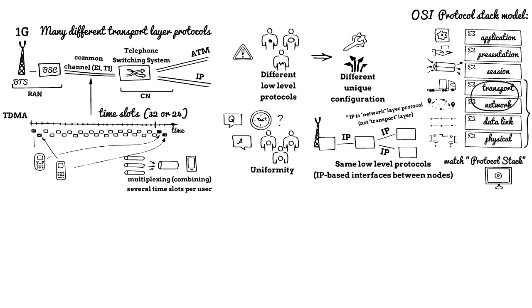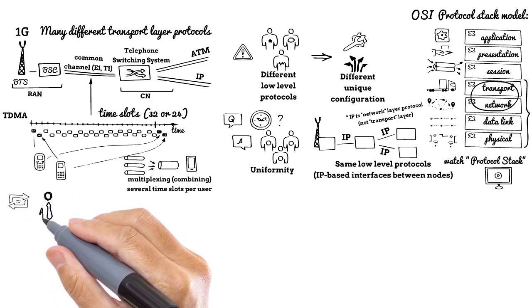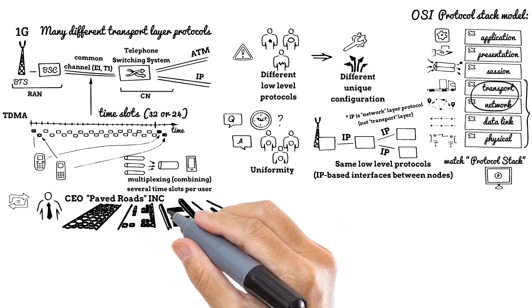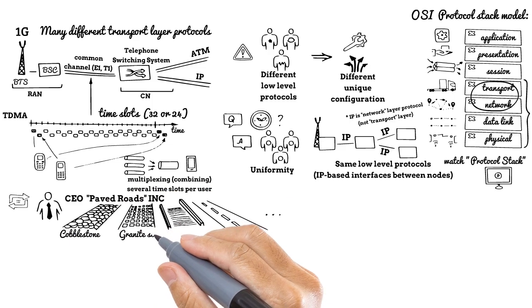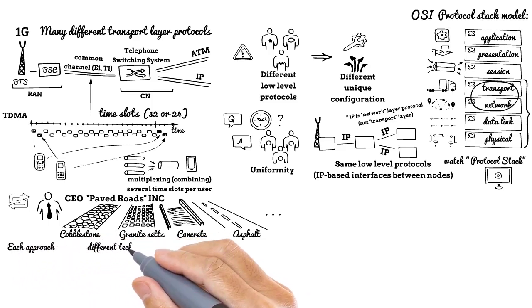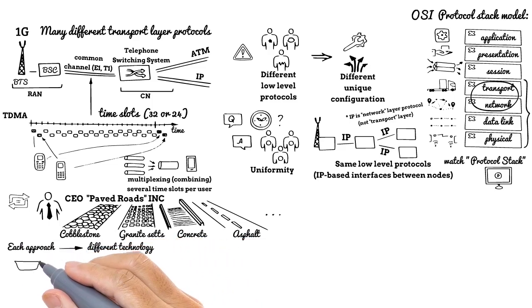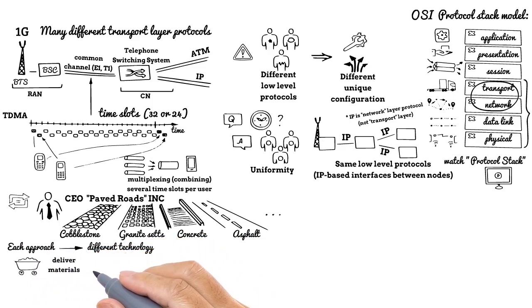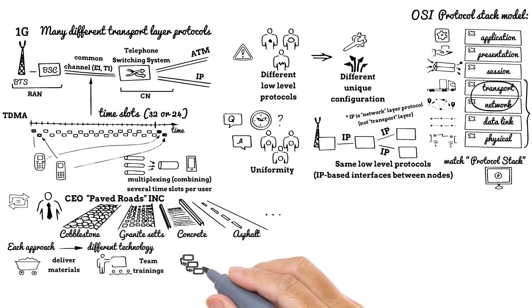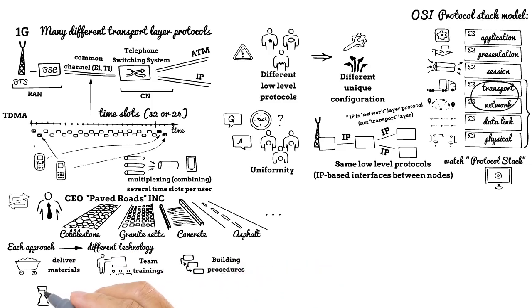Imagine that you own a company which can build paved road surfaces in several different ways. It might be cobblestone, granite sets, concrete, asphalt, or maybe any other type. Not focusing on the price and convenience for cars aspect, each approach requires totally different technology to build a road. You need to deliver materials differently. You need to train your teams differently per each type of road. You need to apply different procedures when building. That requires a lot of time to establish all business processes.